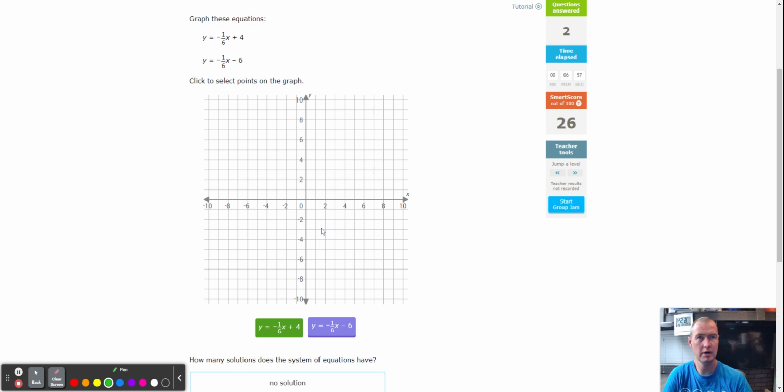Green equation, start at positive 4 because that's the y-intercept. So positive 4, up 4. 1, 2, 3, and 4. That's a point. And we got fall over run. So down 1, right 6. Down 1, right 6. 1, 2, 3, 4, 5, 6. There we go. There is our green equation line.